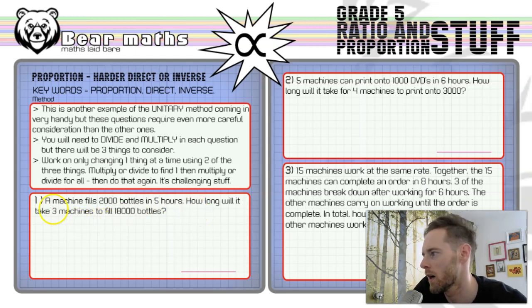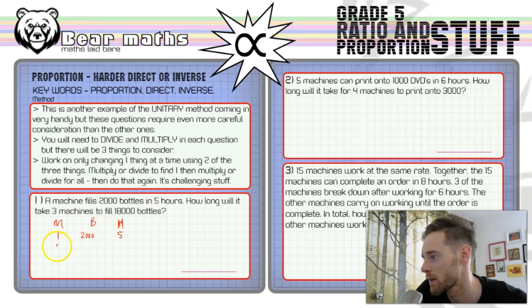In the first question, we've got a machine that fills 2,000 bottles in 5 hours. That's one machine. How long will it take three machines to fill 18,000 bottles? The three things we've got going on are the machines, the bottles, and the hours. It doesn't matter what way round you write those things. So we've got one machine, 2,000 bottles, and 5 hours. We want to know how long it takes three machines to fill 18,000 bottles.